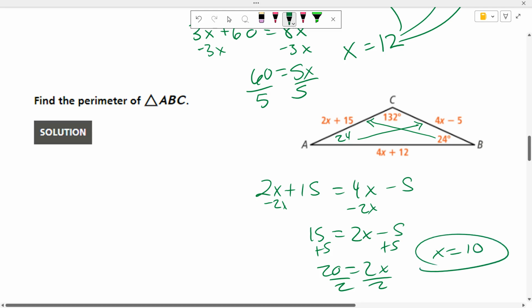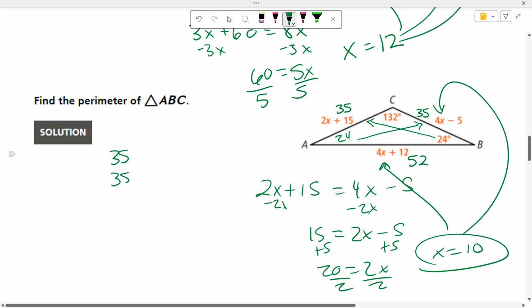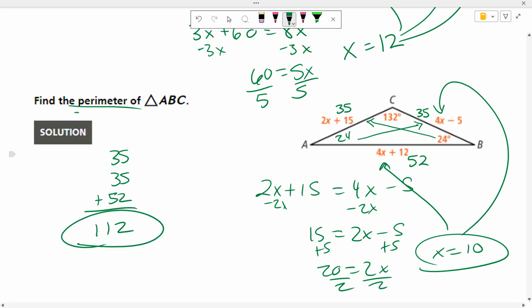X equals 10. So if you stick 10 in there, 40 minus 5 is 35. 10 in there, 20 plus 15 is 35. If you stick 10 in here, 4 times 10 is 40, plus 12 is 52. So 35 plus 35 plus 52 equals 112. That's the perimeter. Okay?